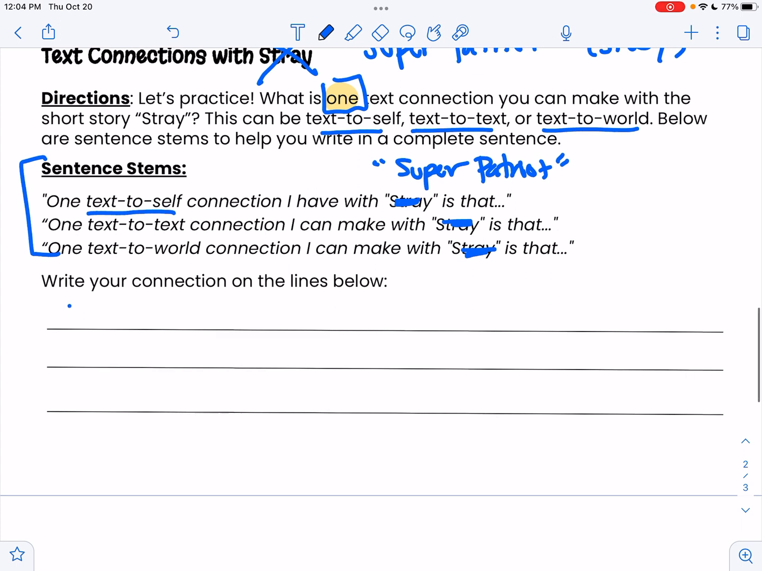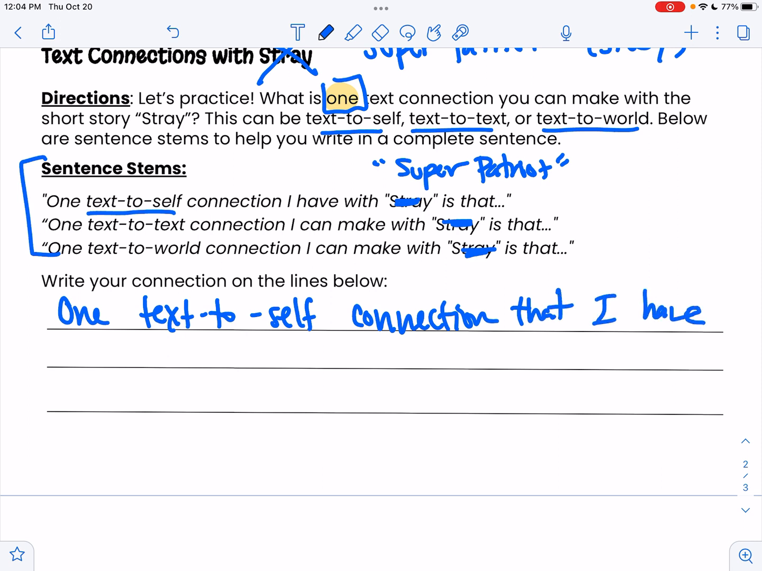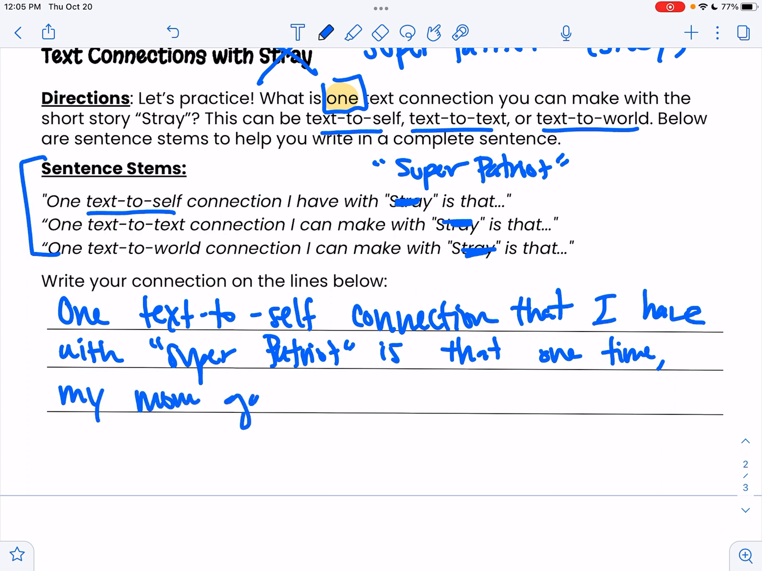So I can write one text to self connection that I have with Super Patriot is that one time my mom gave away my things without telling me.